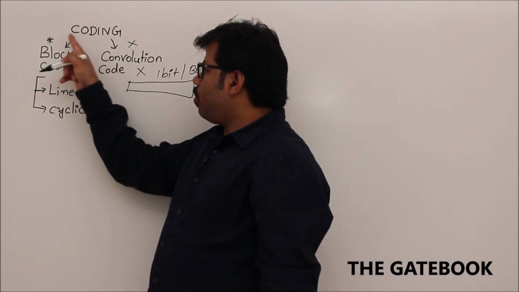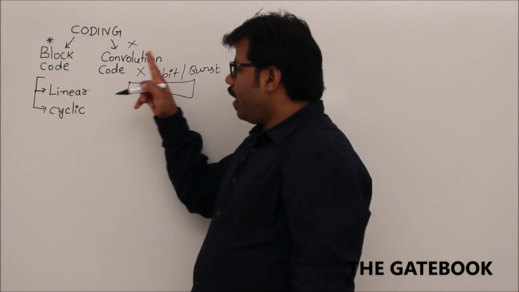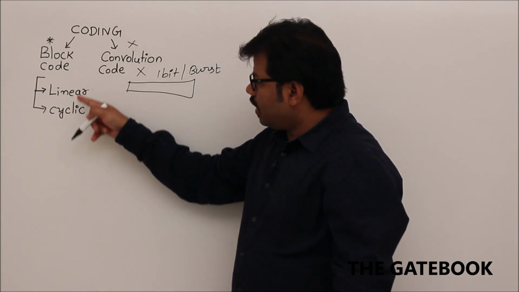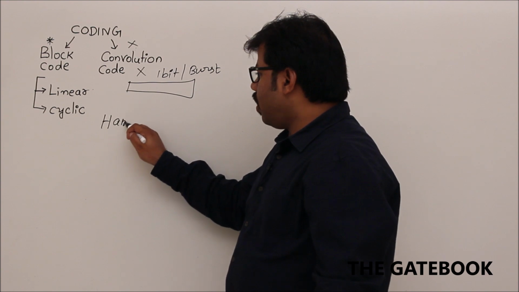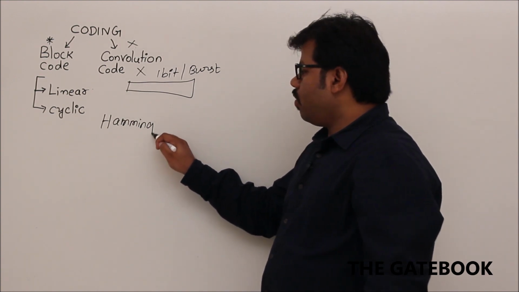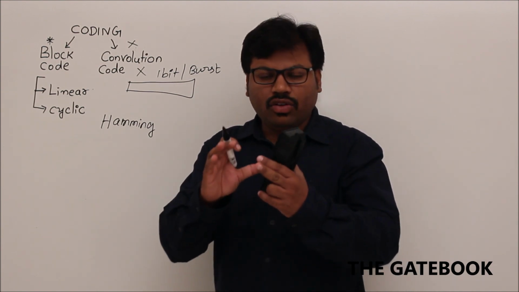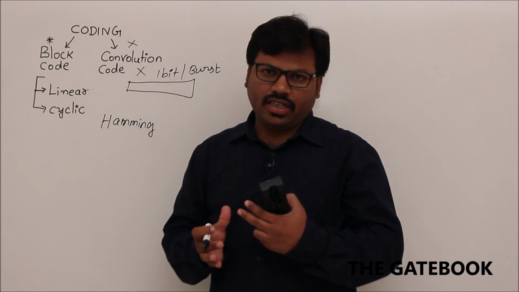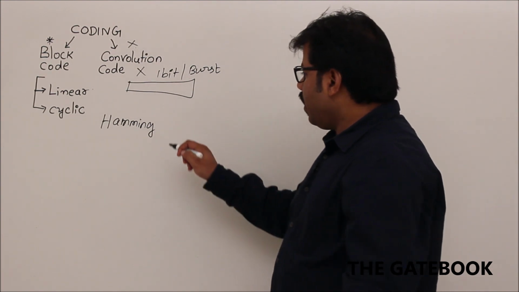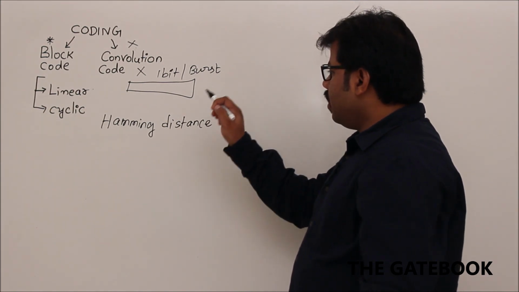So we have another popular model, that is block code. In block coding, we have linear coding and cyclic coding. We will see the details later. Before that, I would like to introduce a concept called Hamming distance. This Hamming distance is going to help you in understanding the relationship between error detecting and error correcting capabilities and code words. That's why we first learn what Hamming distance is. Let me begin with that.